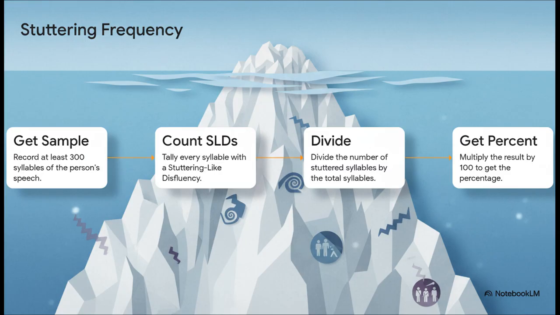You get a recording of someone talking, at least 300 syllables worth, then you painstakingly count every single syllable that has one of those red flag SLDs we were just talking about. Then you just do some simple math. Divide the number of stuttered syllables by the total and multiply by 100. Boom, you have your percentage.